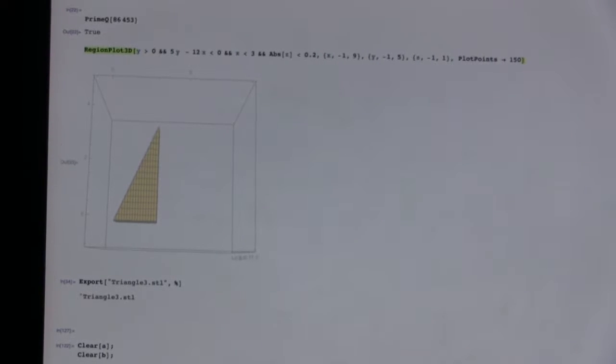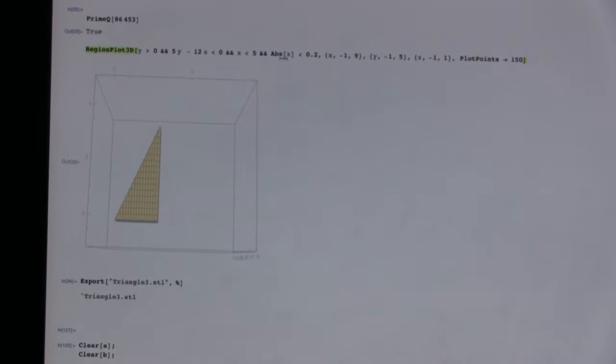5y minus 12x is less than 0. And x is less than, what was our x value less than here? 5, I think. 5. And then I add in the z components by saying absolute value of z is less than 0.2. So what does that do? So that just makes z be in a range between positive 0.2 and minus 0.2.